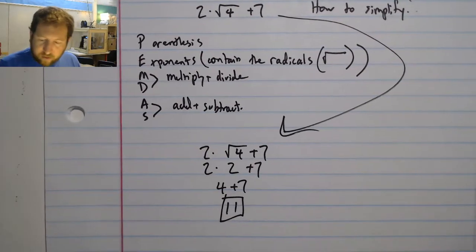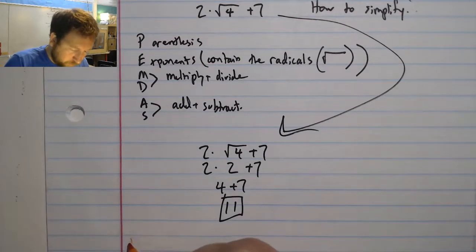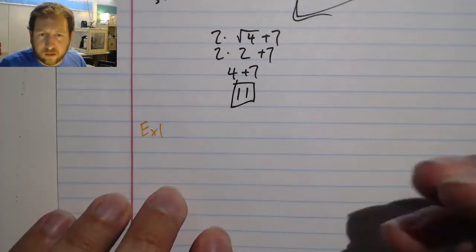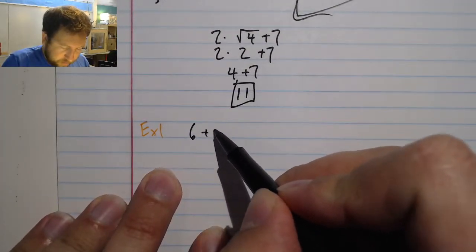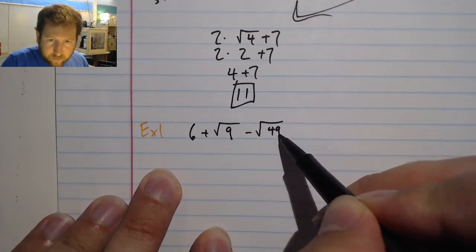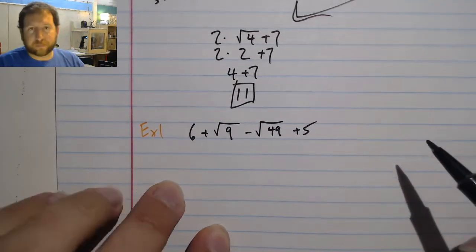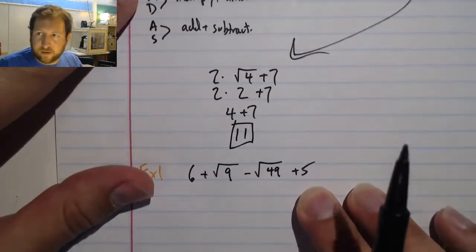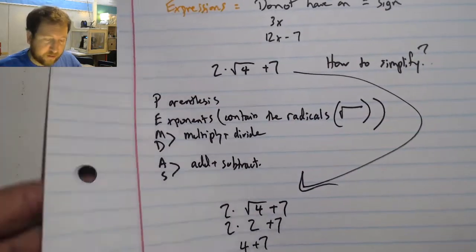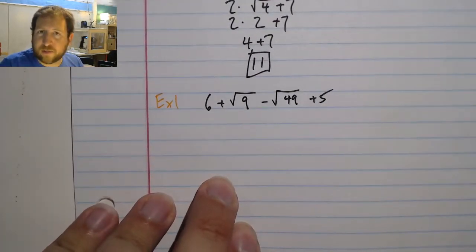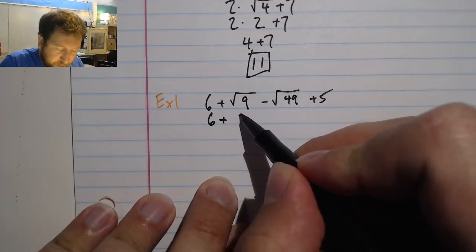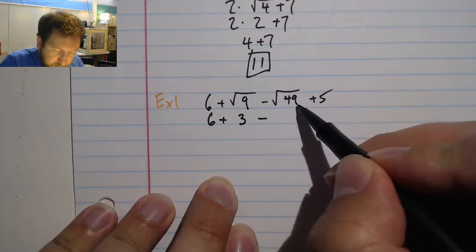Let's look at another quick example before we go. This one we're going to write 6 plus the square root of 9 minus the square root of 49 plus 5. Okay, again, I'm going to be referring to my PEMDAS that I have above. No parentheses, but I do have exponents, my radicals. So I'm going to do both of my exponents because they don't need to affect each other, so I can do them both at once. So I'm going to have 6 plus 3 minus square root of 49.